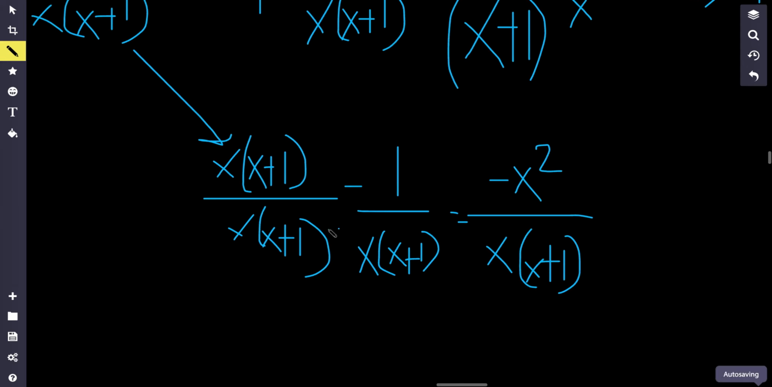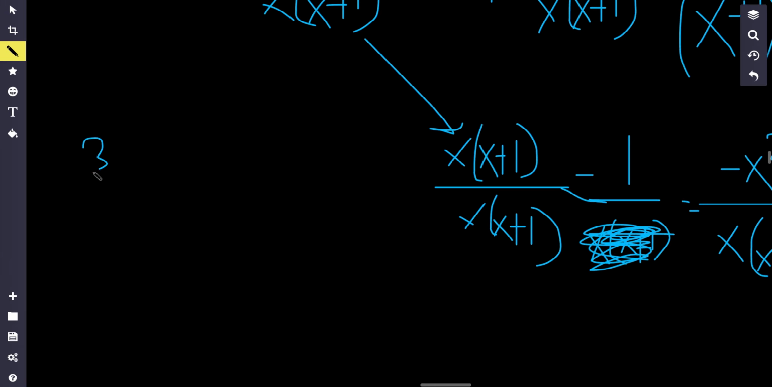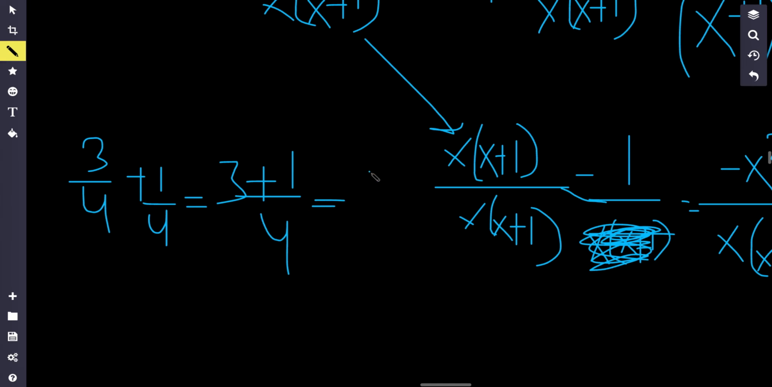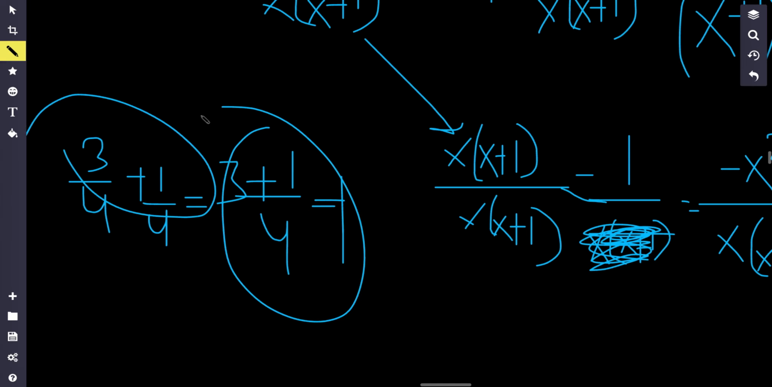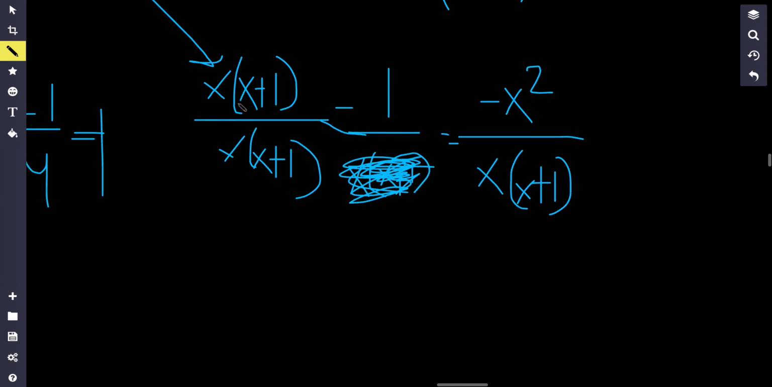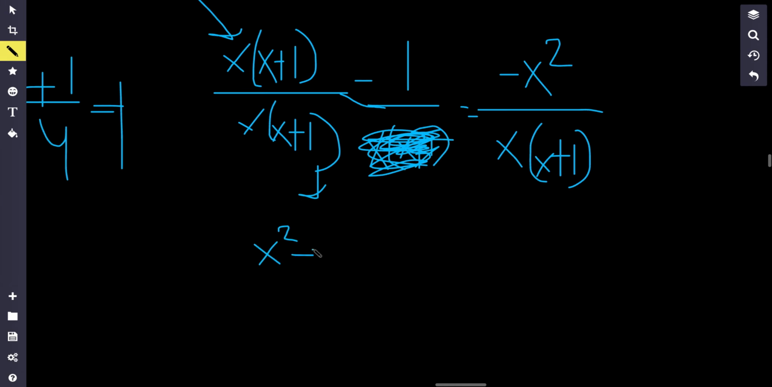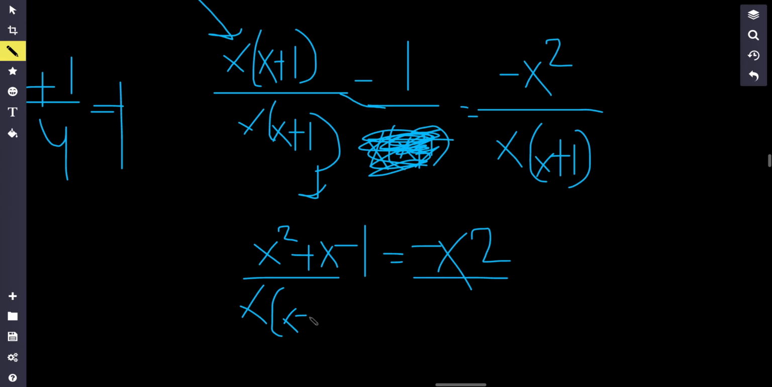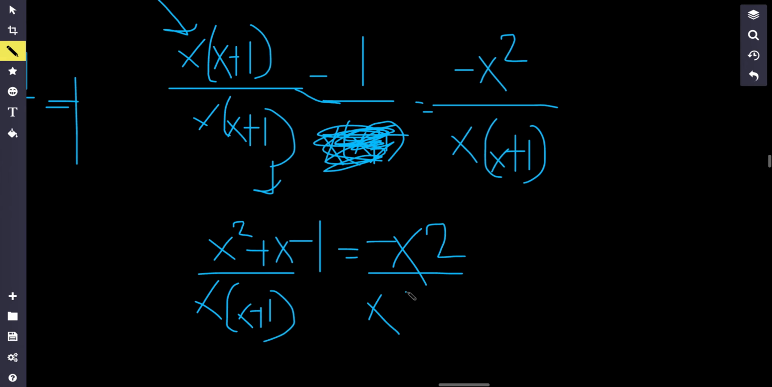Now, because we have a common denominator here, we can actually combine the fractions. In case you don't get this step, imagine if you have 3/4 plus 1/4, you can combine this into 3 plus 1 over 4 because you have a common denominator, right? Or 4 over 4, which is equal to 1, right? So you can combine these two fractions if they have a common denominator. Same thing we have here. Now, if I distribute this, I'm going to get x squared plus x minus 1 equals negative x squared, and all of this is going to be divided by x times x plus 1.